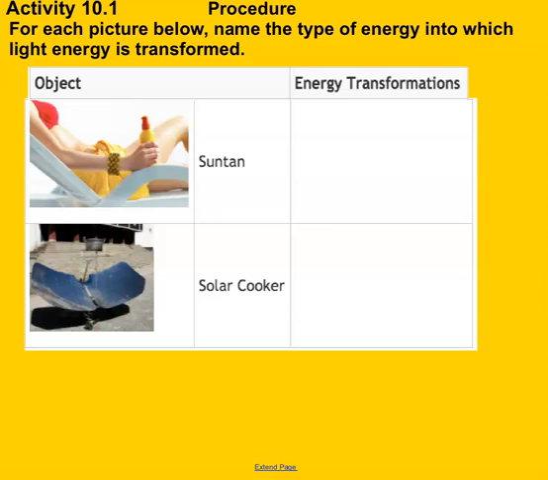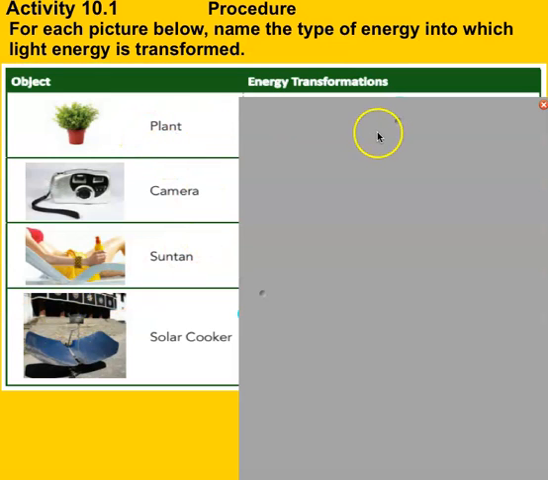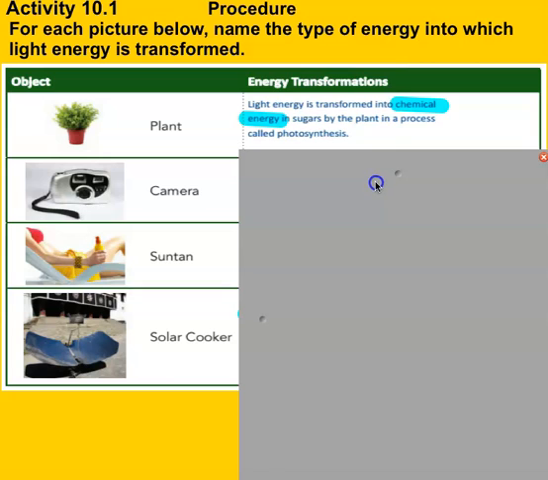All right. So you had a chance to tell me what type of energy transformations are taking place. So let's talk about them. Well, the plant, if the light's coming down, that light energy through photosynthesis is going to be turned into chemical energy, into sugars to help the plant grow.